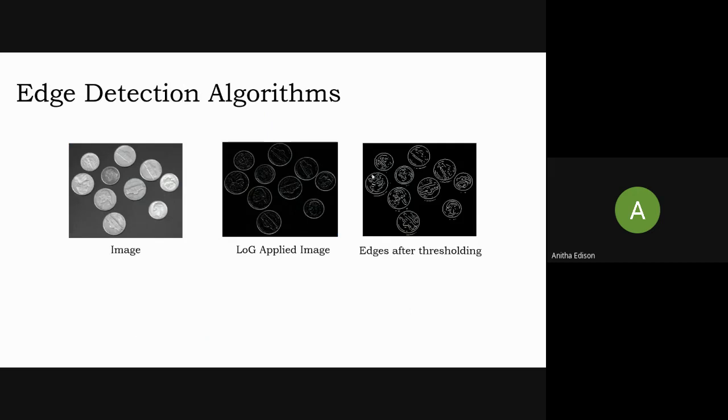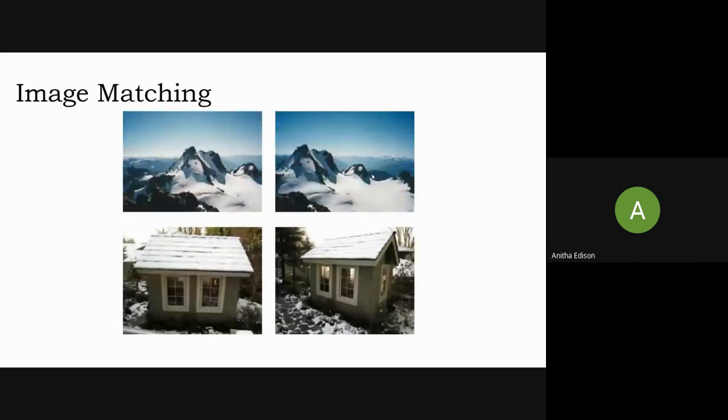And then, even though edges are very good features, an important computer vision application is called image matching. For example, this is the image of the same mountain peak, and I have to identify that both are the same. The difference is that these images are taken from a different angle. Also, this is the image of the same house, but I have to identify that both are the same.